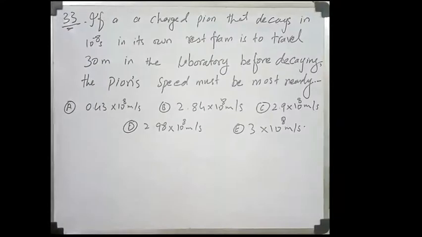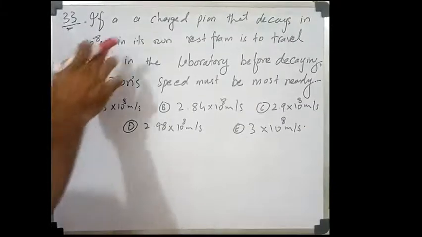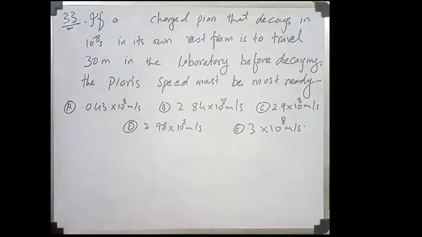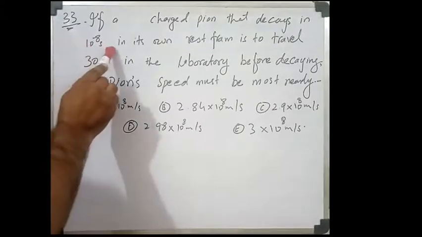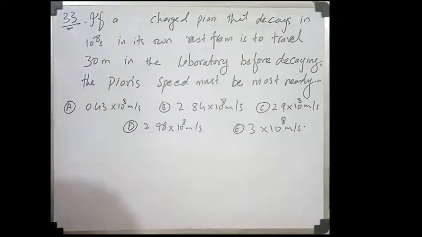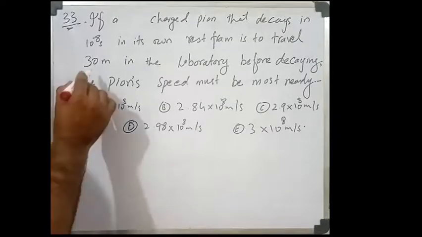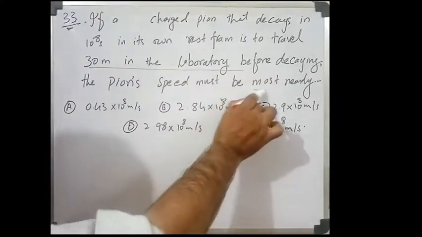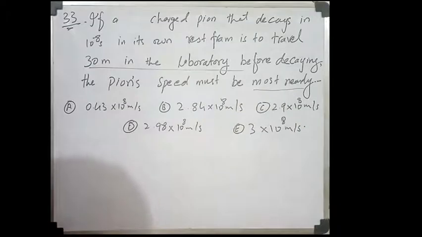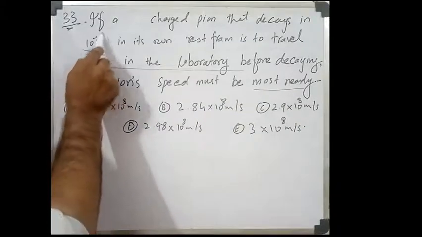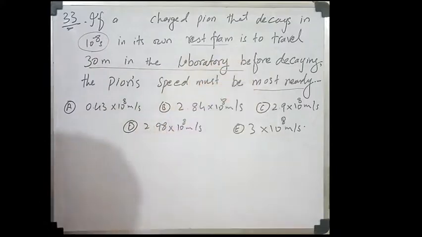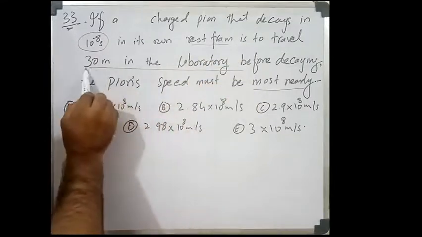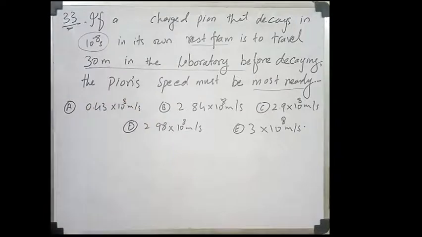Next problem is 33. If a charged pion that decays in 10 power minus 8 seconds in its own rest frame is to travel 30 meters in the laboratory before decaying, the pion speed must be most nearly what? We have a pion which has 10 power minus 8 seconds in its rest frame to decay. It travels 30 meters in the laboratory before decaying. We have to find its speed.